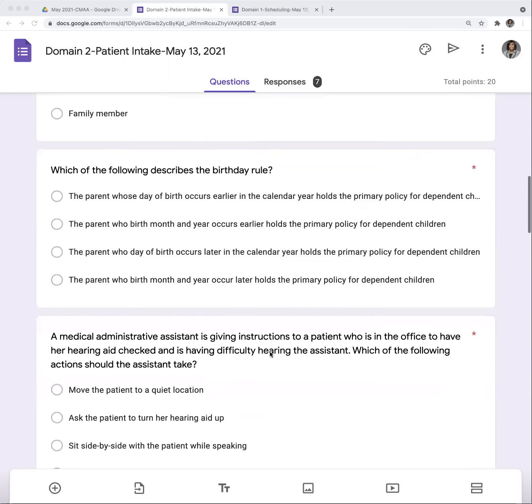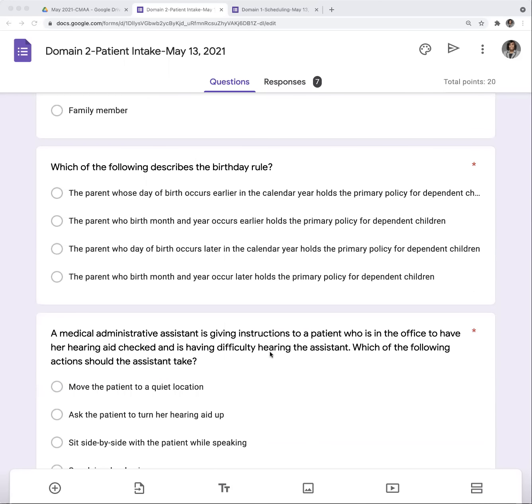Which of the following describes the birthday rule? Now this one I know I got wrong, because I put down the parent whose birth month and year is earlier, but it's actually the parent whose birthday is first. Right? Doesn't matter what year they were born in, it is the day of birth. So it's the first one.